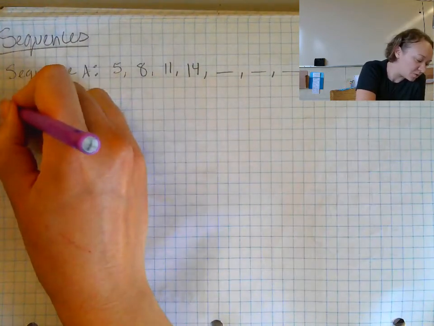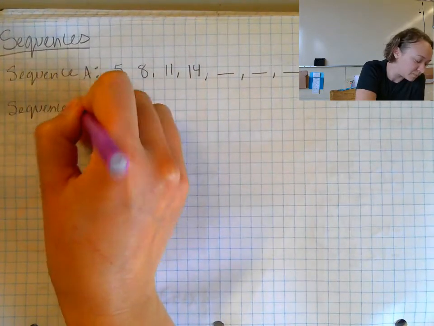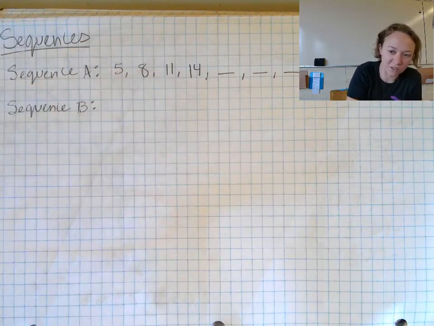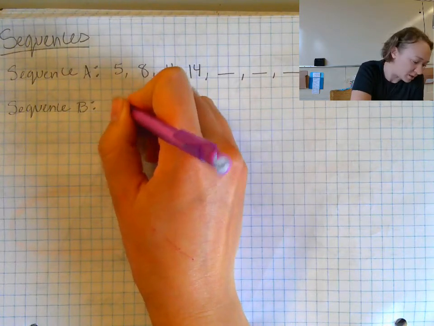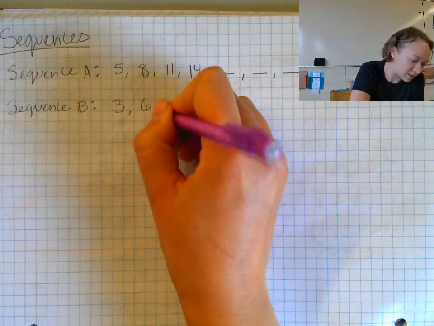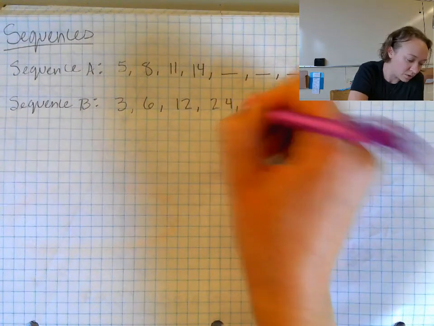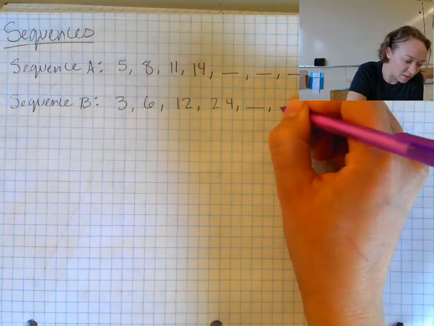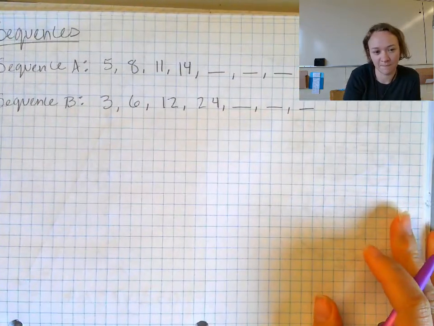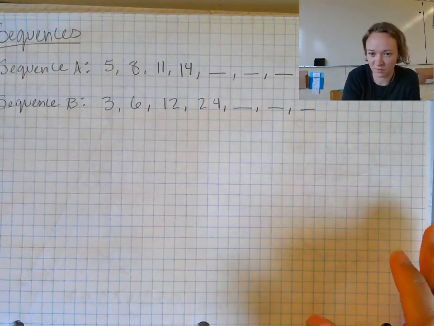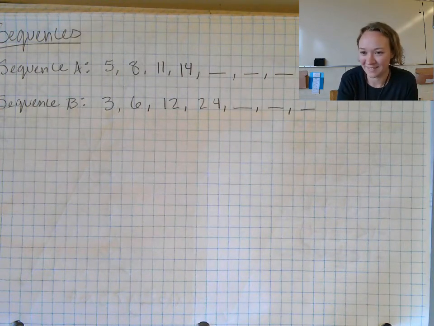And then we'll also do sequence B. We're going to use these two sequences throughout this video. Sequence B is 3, 6, 12, 24. I want you to fill in the next three terms. Take a minute, take a look at these, figure out how they're growing, and fill them in, please.